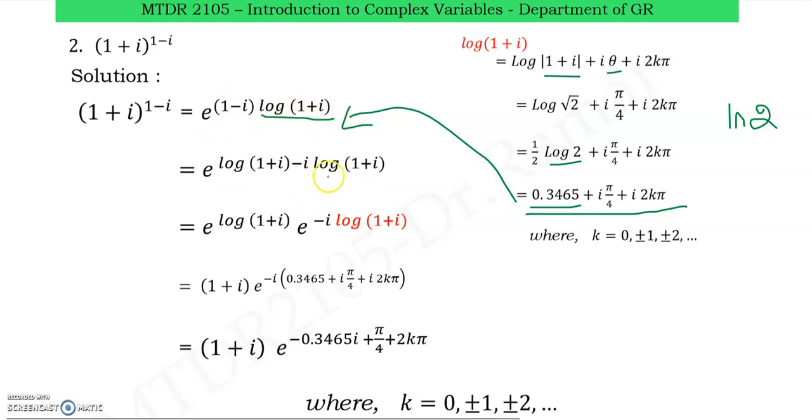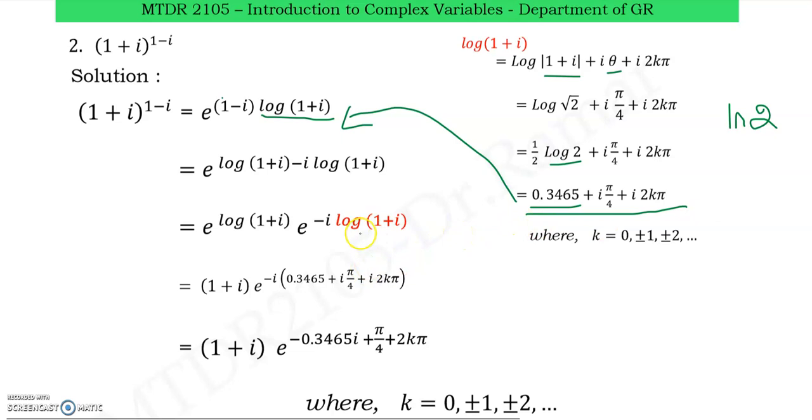Before that, we multiply 1 with this expression. So log (1 plus i), minus i means multiply by log (1 plus i), which means minus i log (1 plus i). So I can write e to the power log (1 plus i) minus i log (1 plus i). For log (1 plus i), we have calculated this value, so now I substitute here.